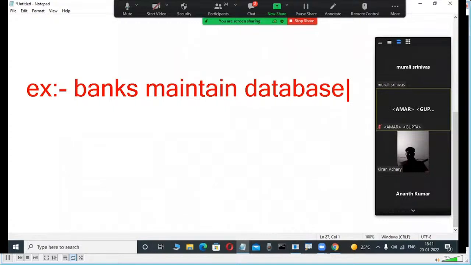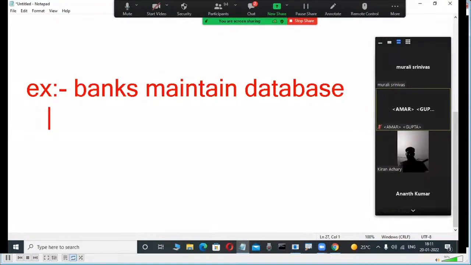Now that's why, account holders or customers deposit some amount, and those details they want to store permanently. Suppose you, I, or some customers are withdrawing some amount. Those details also they want. Again, some people are transferring money from one account to another account, either online or offline. All those transaction details I want to store permanently. Then only we operate all the things. That's why banks maintain databases.